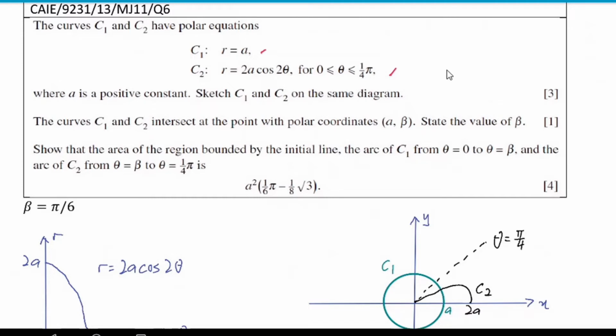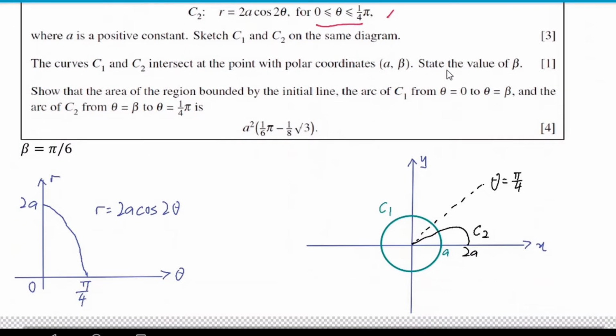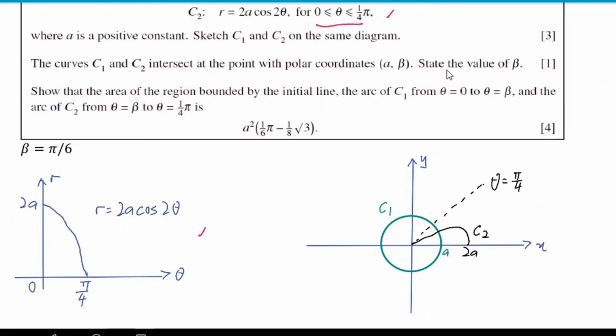Another thing we need to take note of is that they have the range of theta. When we sketch, we could start by looking at the r against theta curve first to see the pattern of r. This is from 0 to pi over 4 here, so our r goes from 2a to 0. Okay, so we can actually sketch it.